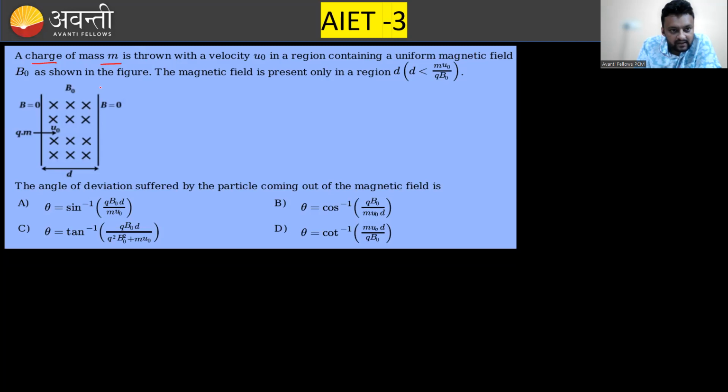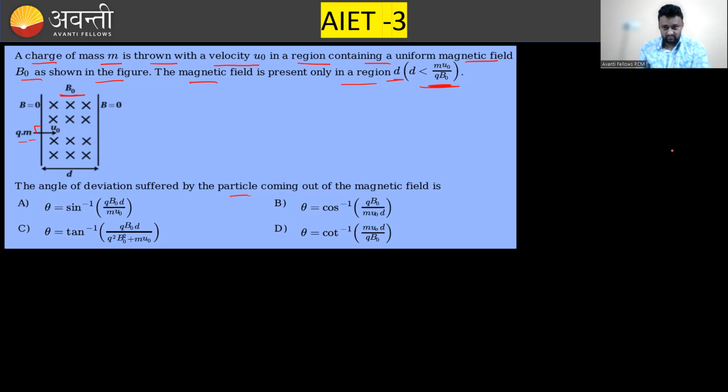The question says a charge of mass m is thrown with a velocity u naught in a region containing a uniform magnetic field B naught, as shown in the figure. If you look at the diagram, a charge q of mass m is entering with velocity u naught perpendicular to the field. You can see that this is perpendicular. The magnetic field is present only in a region of width D, and D is given as less than m u naught upon q B naught. We will look at that later. They are asking the angle of deviation of the particle.